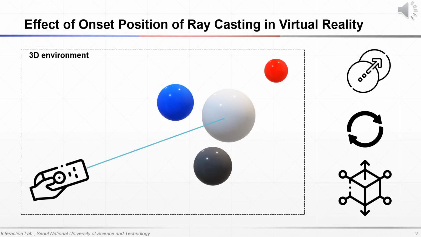Ray casting is an efficient technique enabling interaction with objects at a distance in virtual reality. It can be utilized to perform key interaction metaphors such as object translation, rotation, and scaling, even if they are far from the user.